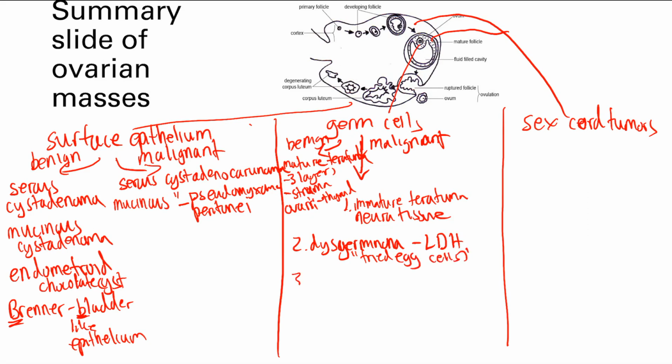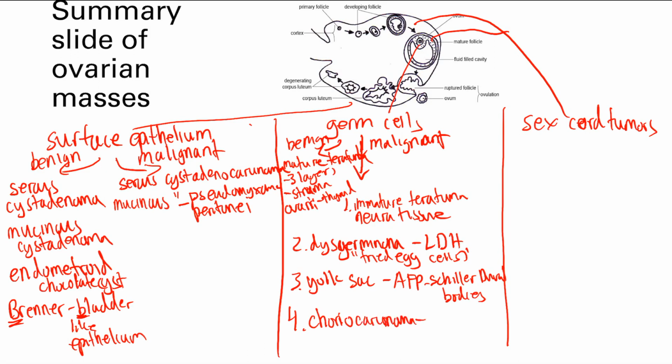And then the third one is the yolk sac tumor. Remember, the yolk sac secretes AFP. So AFP is elevated, and you get the Schiller-Duval bodies. And finally, we have the choriocarcinoma. Remember, this is the non-gestational variant, and it's from placental etiology, so you get that increased beta HCG. And okay, so now we can go to the sex cord tumors.